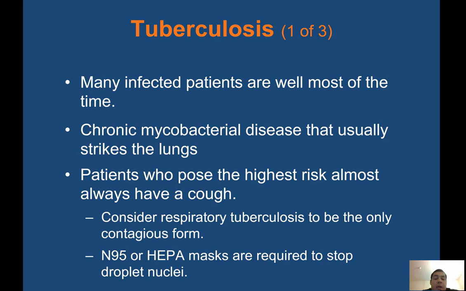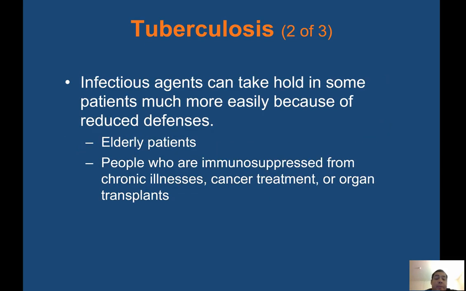Chronic mycobacterial disease that usually strikes the lungs. Patients who pose the highest risk almost always have a cough. Consider respiratory tuberculosis to be the only contagious form. An N95 or HEPA mask is required to stop droplet nuclei. So if you suspect somebody has TB, or somebody tells you they have TB, go ahead and throw on an N95 and put an N95 on your patient as well.